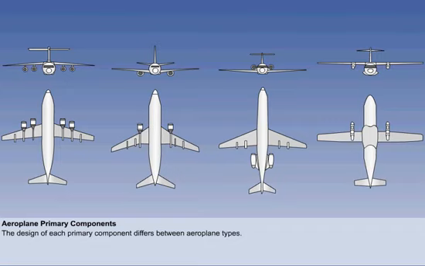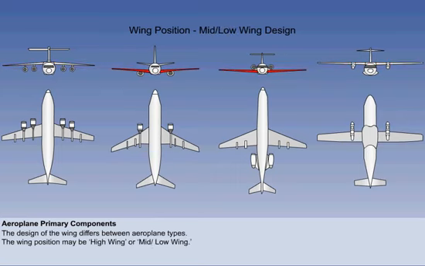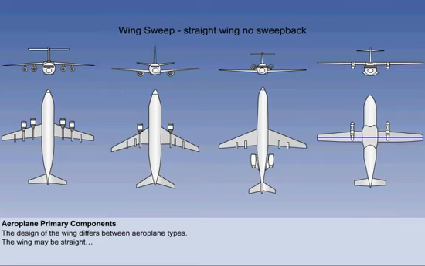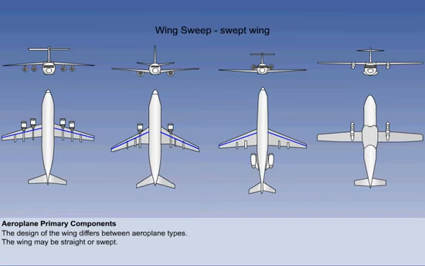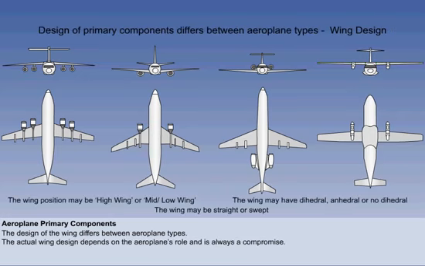Looking at one component, the wings, they may be mounted at the top of the fuselage, or close to the middle or towards the bottom of the fuselage. The wings may be straight and perpendicular to the fuselage, or be swept backwards, be angled upwards towards the wingtips, which is called dihedral, downwards towards the wingtip, which is called anhedral, or be straight with no slope. Each aeroplane type has a combination of the wing designs outlined above.